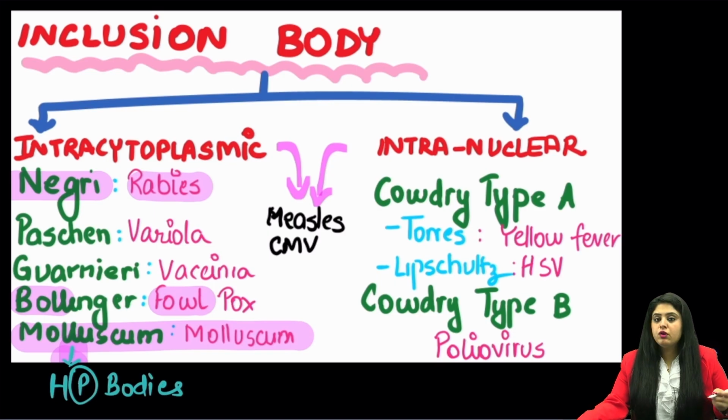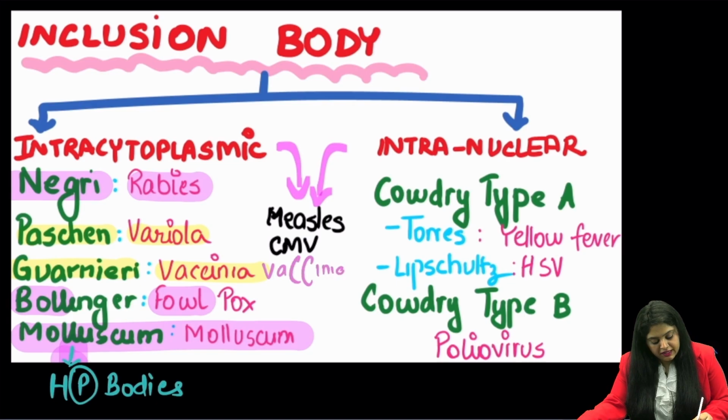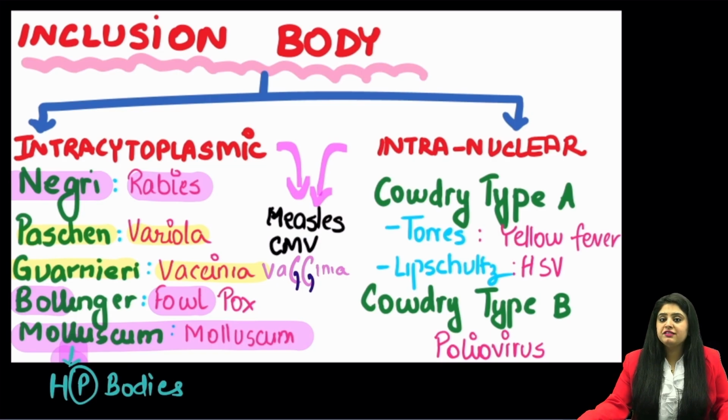Coming to the next, most controversial, Paschen and Guarnieri. Actually, there's an overlap between them, but yes, Paschen is seen in variola, Guarnieri is seen in vaccinia. How will you remember this? Vaccinia has all the C's, so make a G out of one of them. Guarnieri bodies are seen in vaccinia and Paschen bodies are seen in variola.